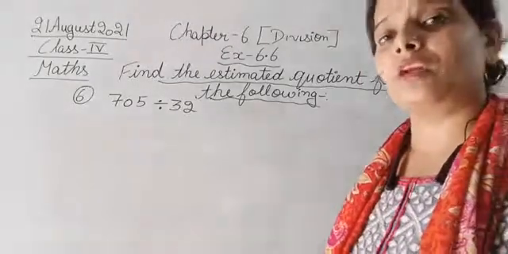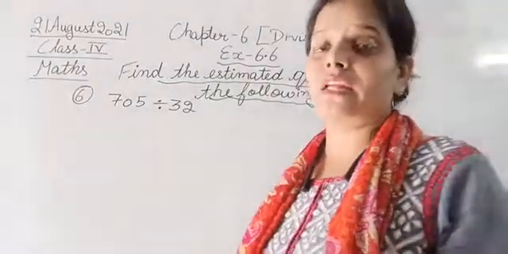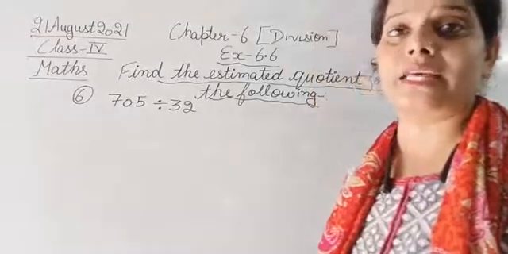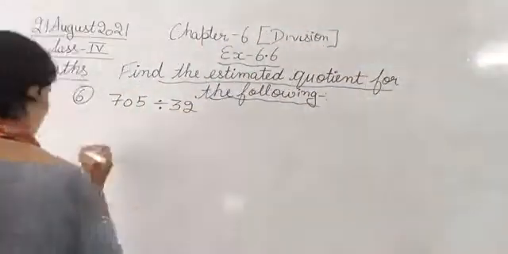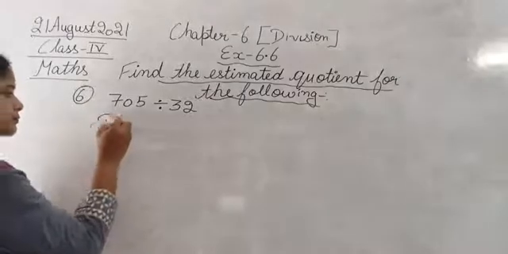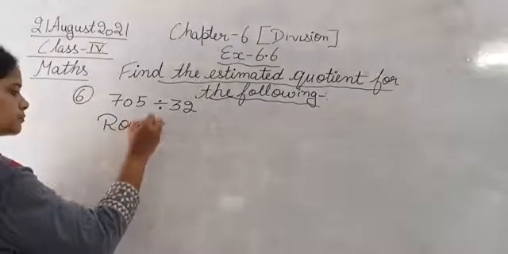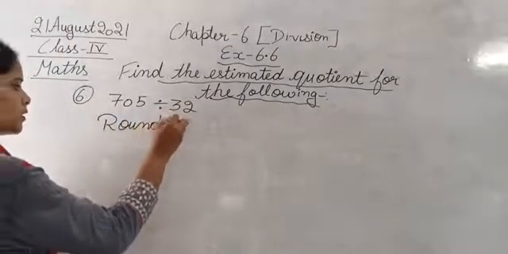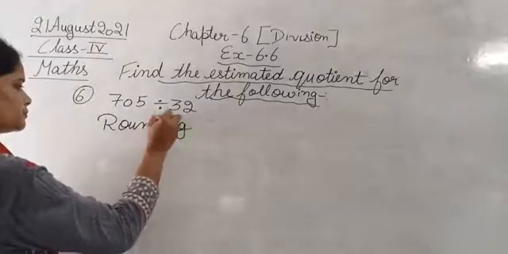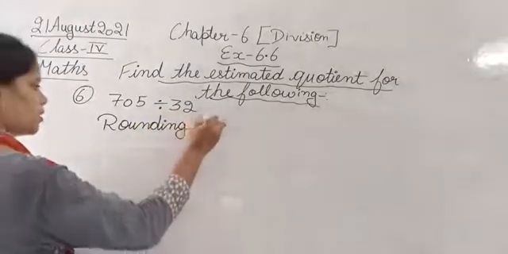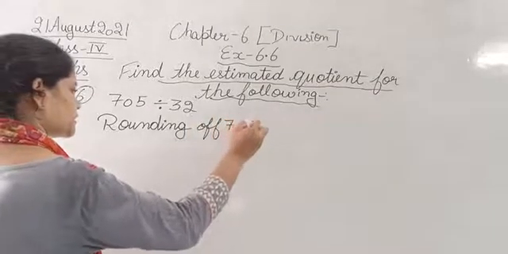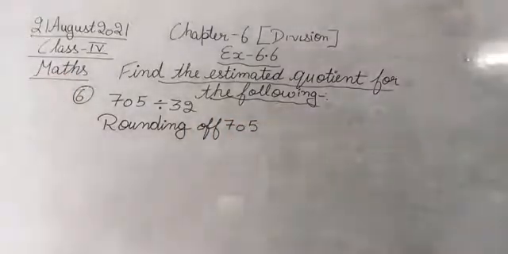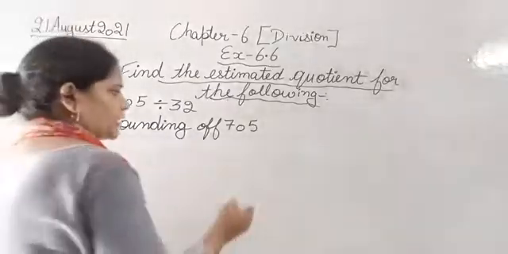So we will round off these two numbers, the dividend and the divisor, according to their highest place value. Okay, so let's round off. Rounding off 705.